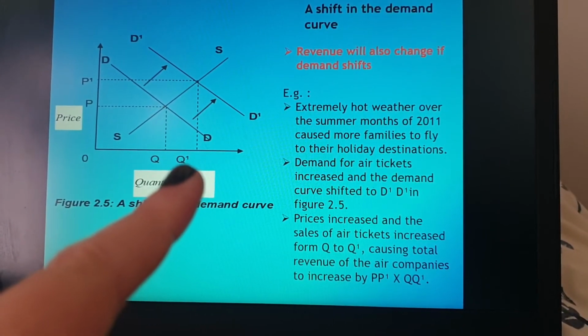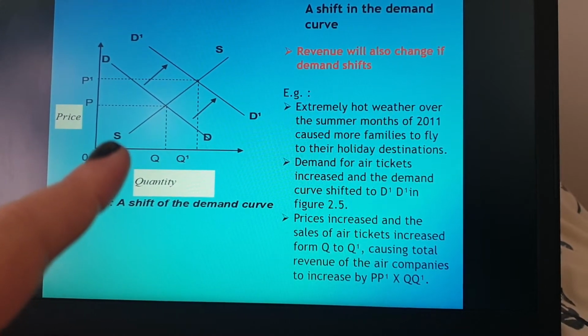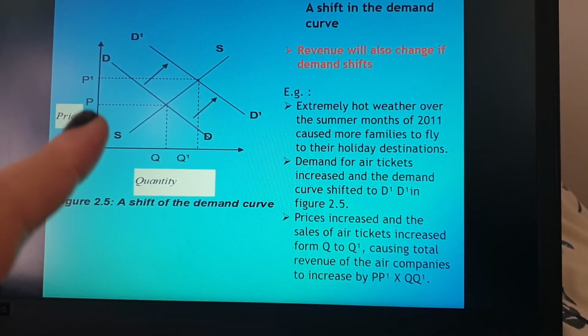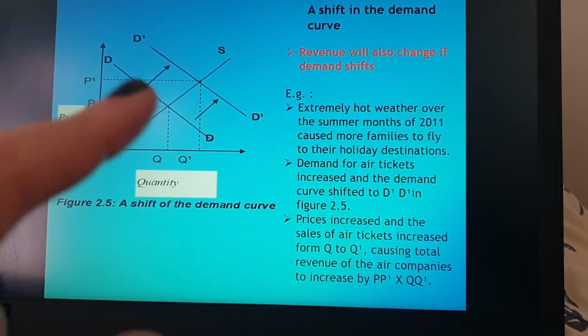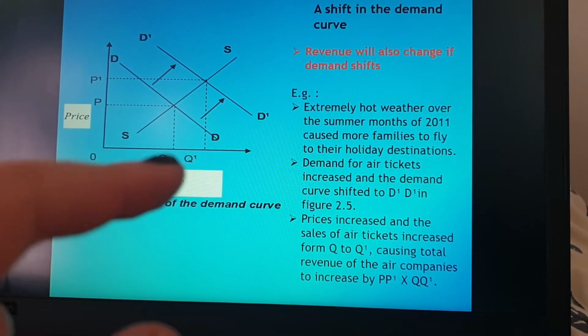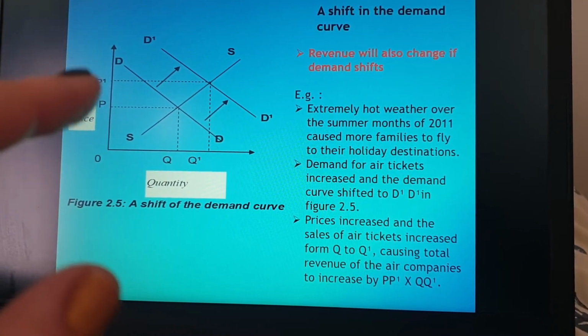And if the quantity demanded increases, what does my supplier do? My British Airways, they're going to increase the price. What happens when they increase the price? They're going to make more money because they're selling more units at a higher price.